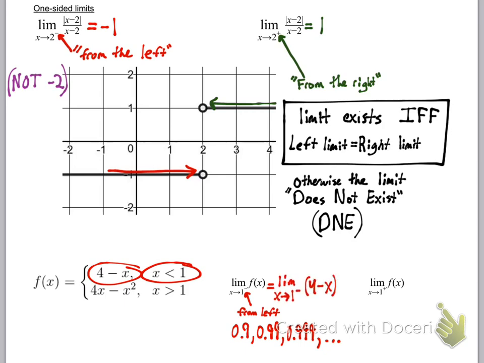So let's write that down. The limit as x approaches 1 from the left of 4 minus x. Well, that's not a problem. We can plug that in because we're just approaching from the left. So I'm going to plug in 1, and we get 4 minus 1, which is 3.